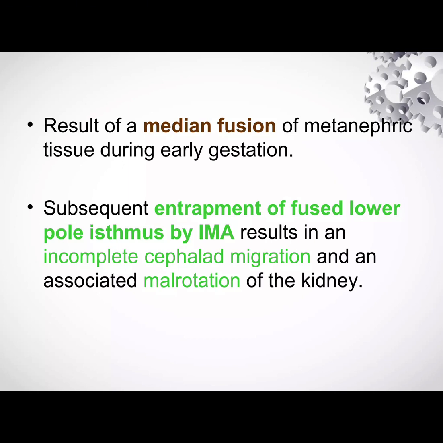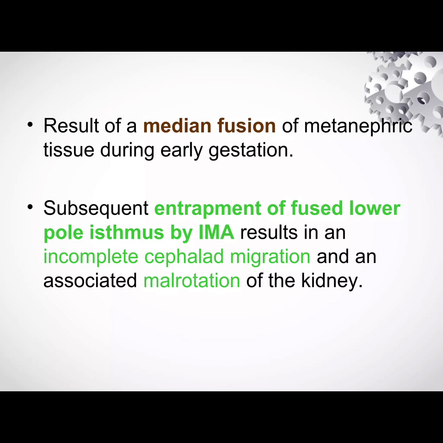So the actual embryology behind this horseshoe kidney is due to the fusion of the metanephric tissue during early gestation, leading to the fusion of the lower fold of the kidney, and this leads to the subsequent arrest of these fused lower folds and isthmus by the inferior mesenteric artery, resulting in incomplete cephalad migration of the kidney and associated malrotation of the kidney.